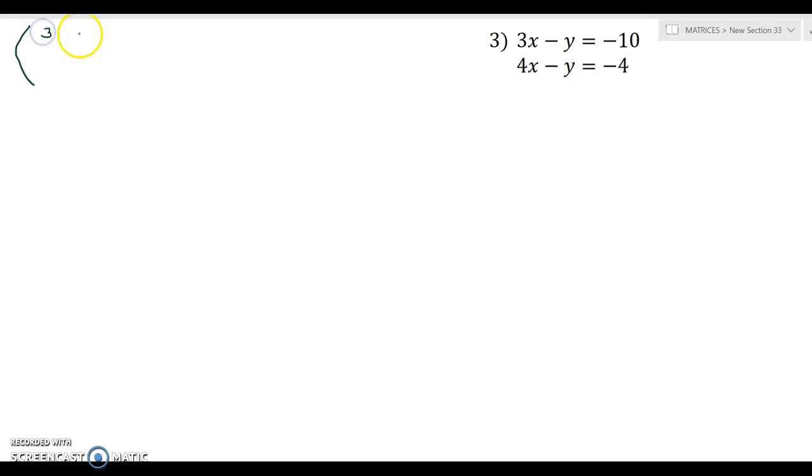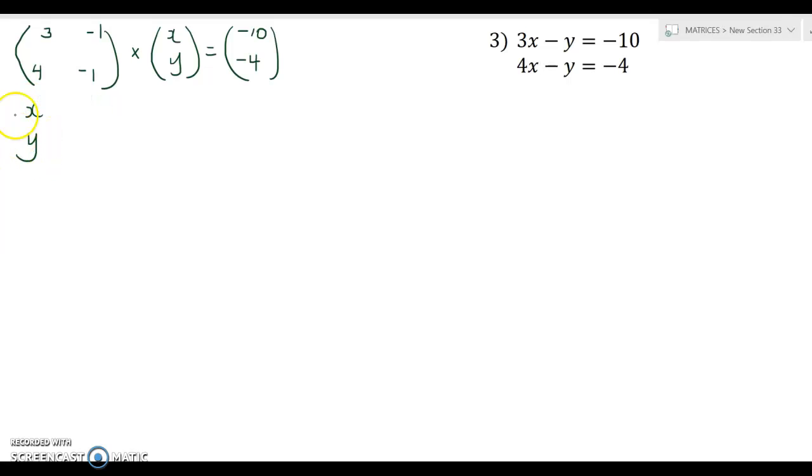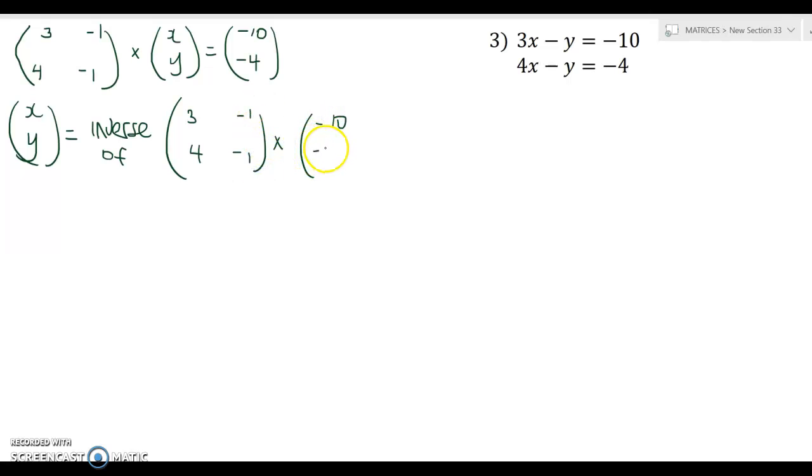So the matrix, our 2 by 2 matrix is 3. Now before it, we have minus y, so it becomes minus 1. And then the bottom, 4, and then minus 1 again. Times xy, that is equal to minus 10, minus 4. So same thing like before, again, it's the same thing over and over, right? So the inverse of 3, 4, minus 1 times minus 10, minus 4. So again, I'm just going to do the inverse at the side, right?